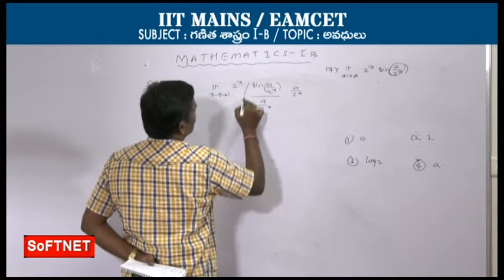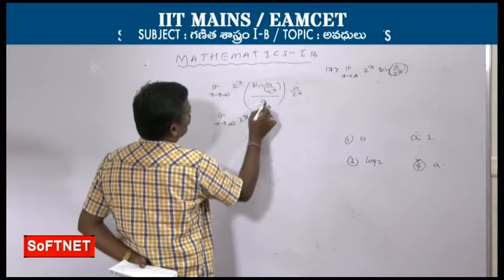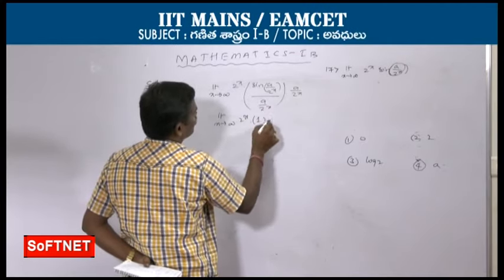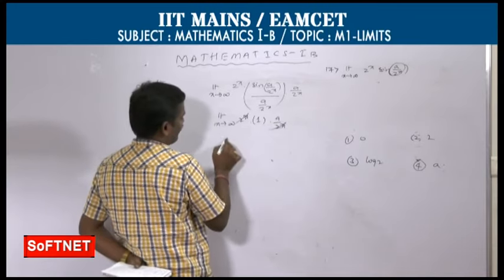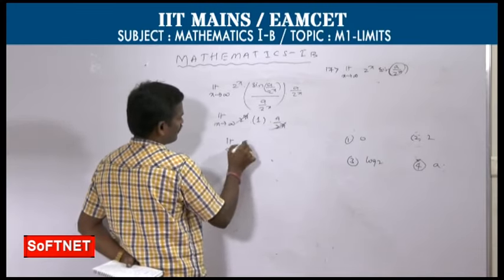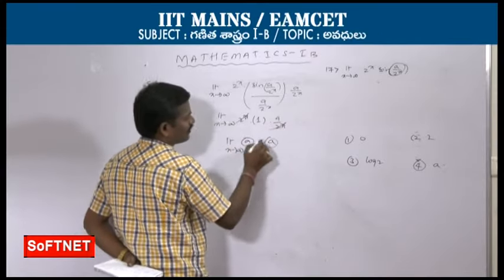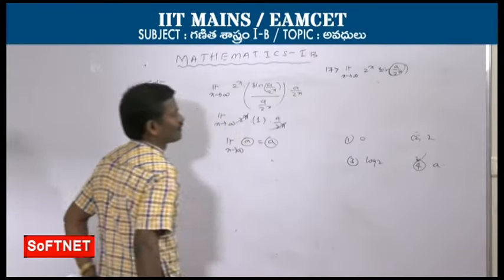So this one is one function. So limit as x extends to infinity, 2 power x into, this answer is what? 1. So 1 into a by 2 power x. So 2 power x cancels. So it is the limit as x extends to infinity, and a is only a constant, so the answer is a only. Answer is a, fourth option.